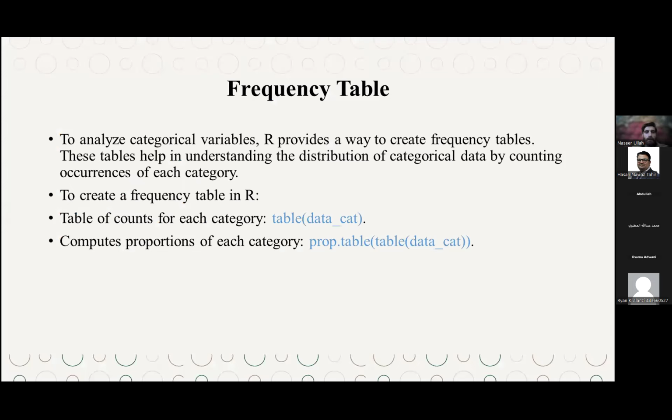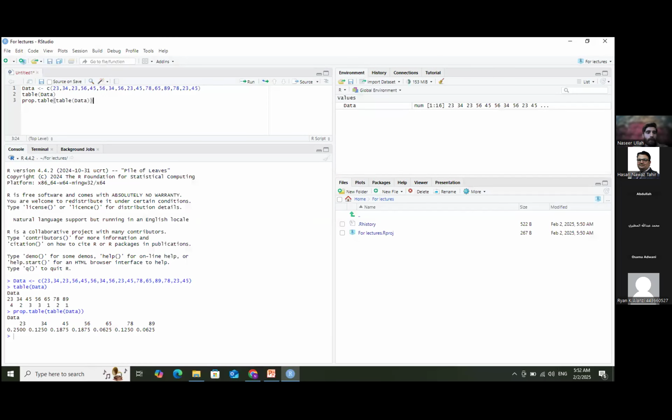Now frequency tables to analyze categorical variables. R provides a way to create frequency tables. These tables help in understanding the distribution of categorical data by counting the occurrence of each category. To create a frequency table in R, the code used is table and bracket data. And similarly for the proportional table, we can use the lower code. Now these are the codes in R for frequency and proportional.